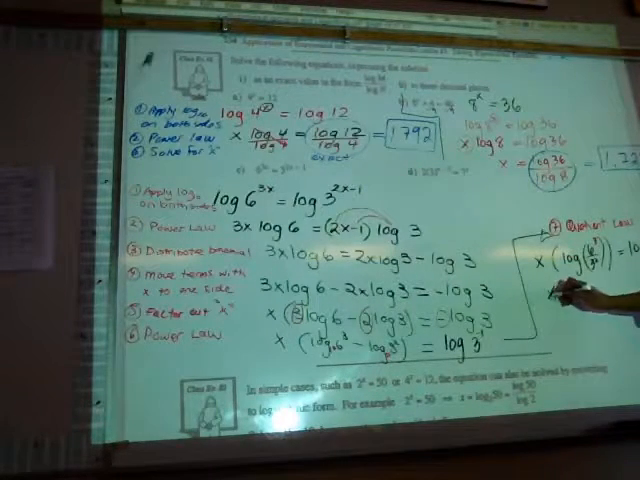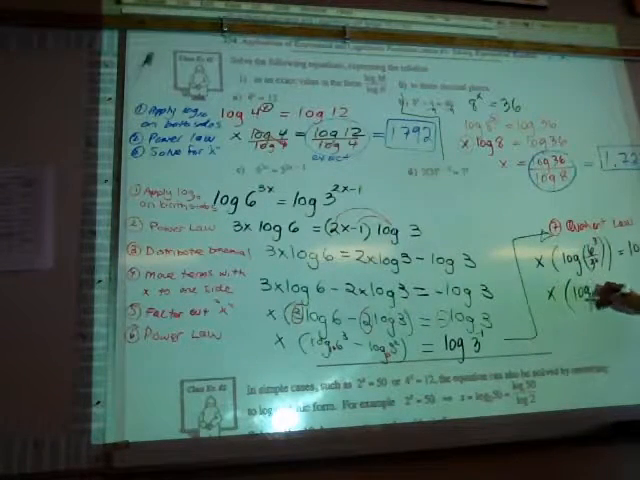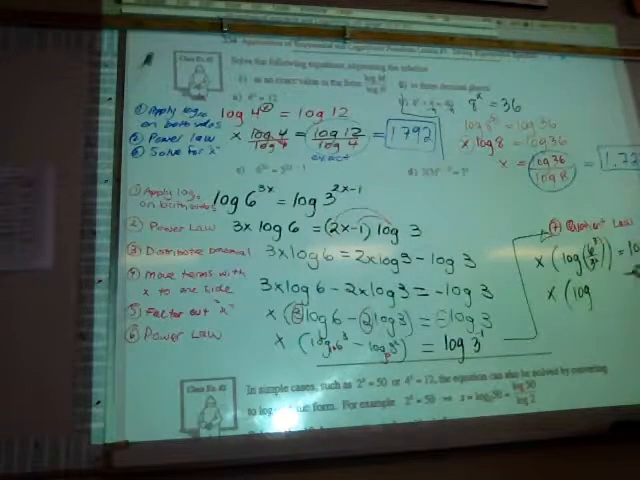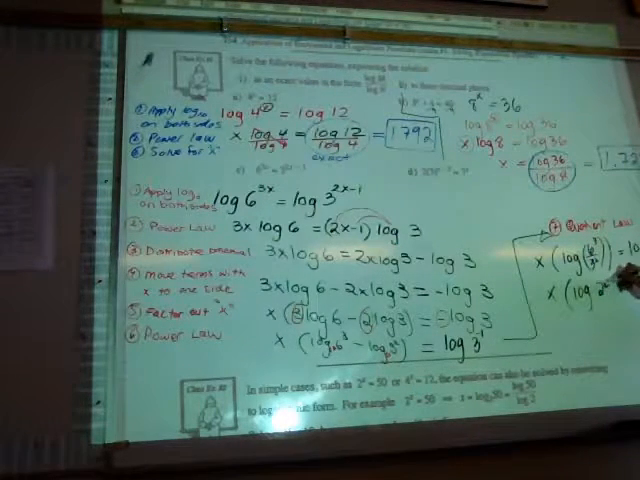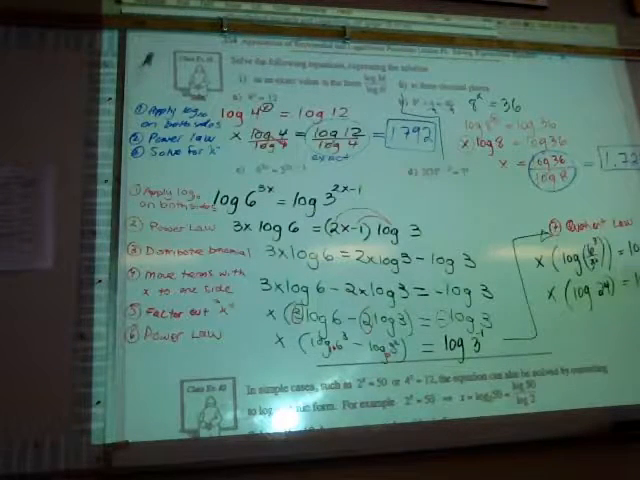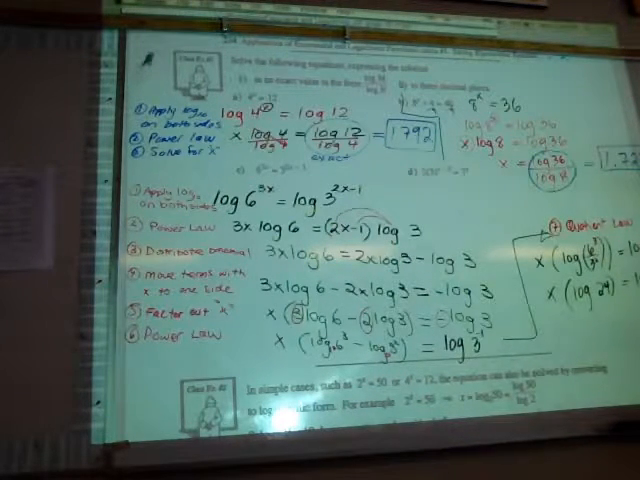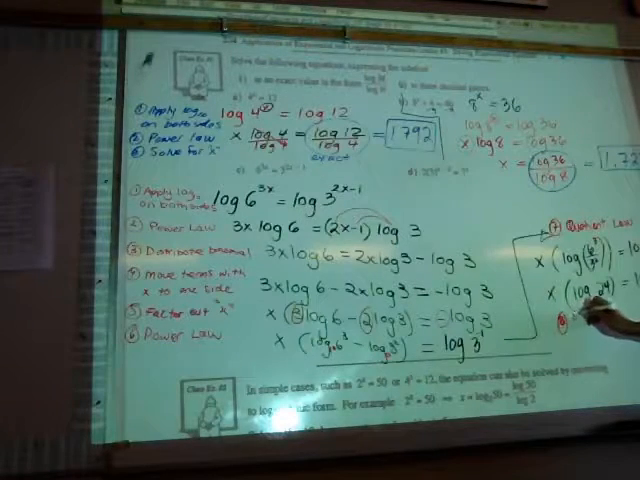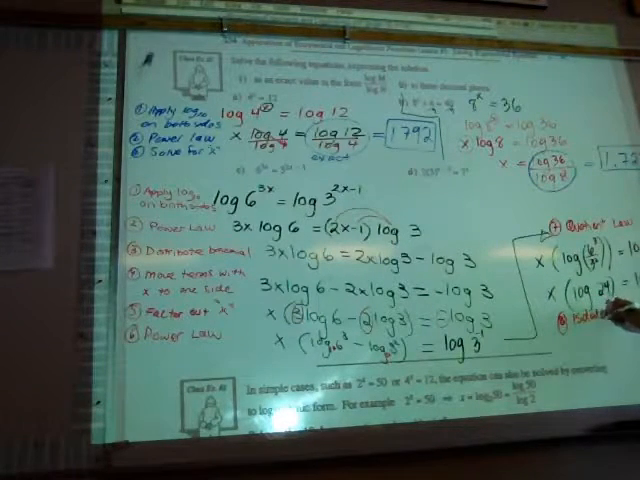Let's just clean things up a little bit. If you go 6 to the power of 3 divided by 3 to the power of 2, or 6 to the power of 3 divided by 9, what do we get? 24. Okay, good. Now we're getting a little bit cleaner, and we can just divide by the log 24 to get x all by itself. So last step, isolate x, or solve for x.